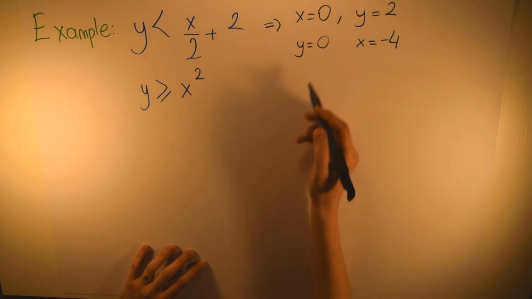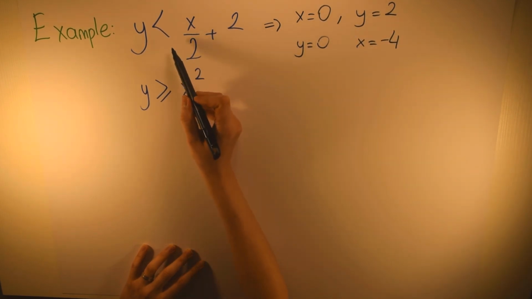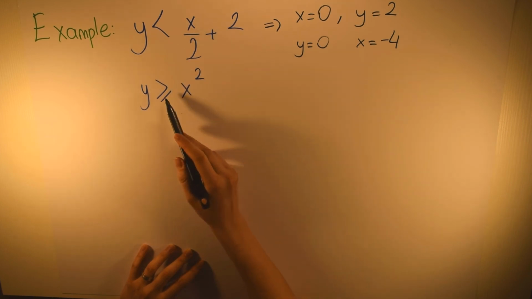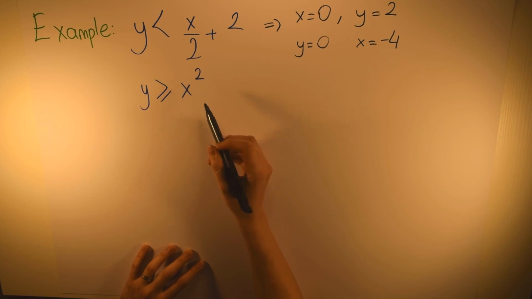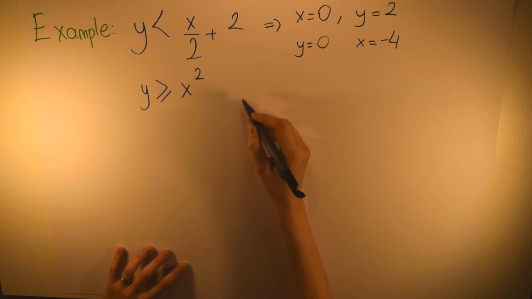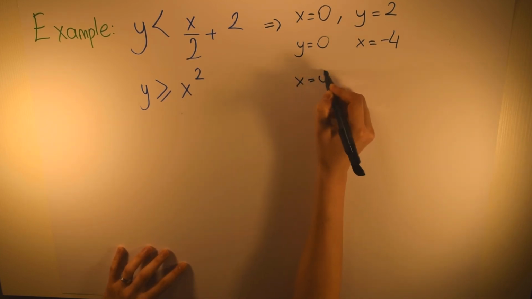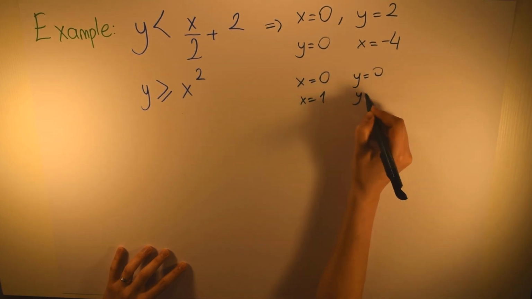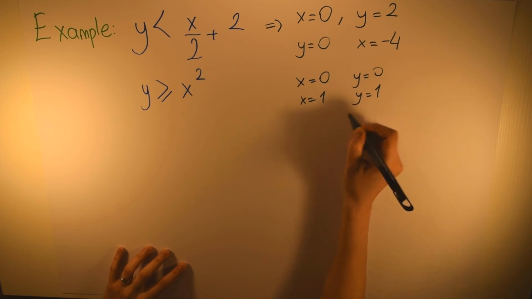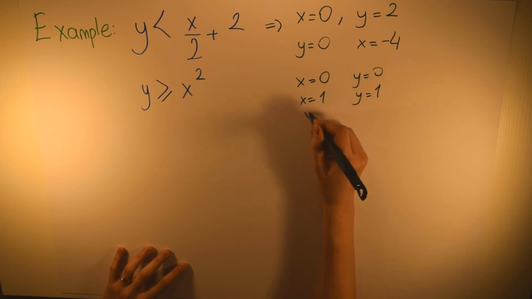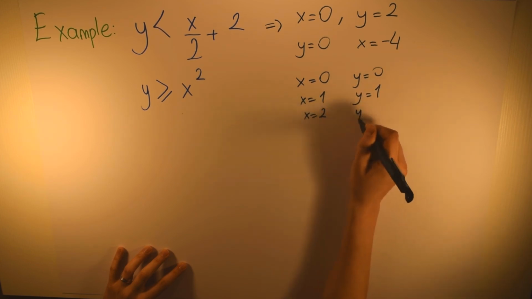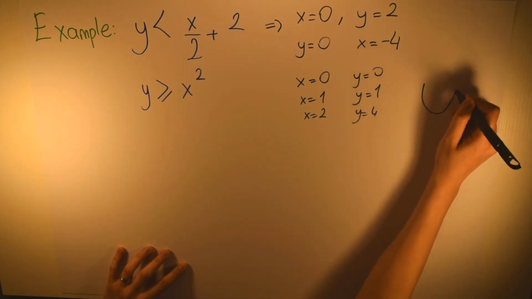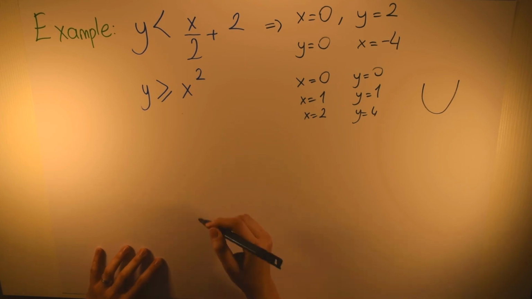Okay, so this will be your point for this linear inequality. And then here we have y is greater than or equal to x squared. So you know how to draw this: when x is equal to 0, y is equal to 0. When x is equal to 1, y is equal to 1, and then it goes like this. When x is equal to 2, y is equal to 4, right? So it is something like this. So let's draw these two together.